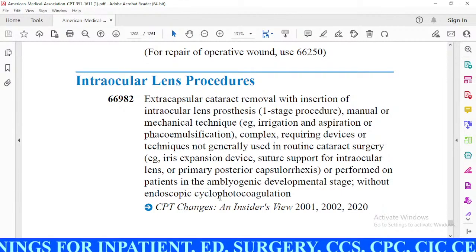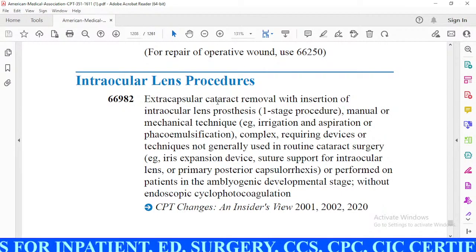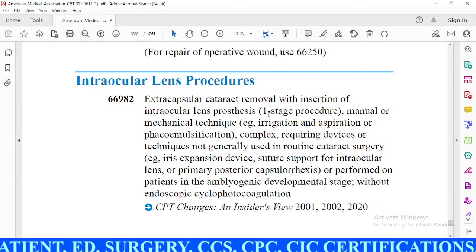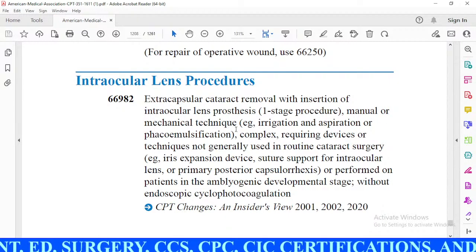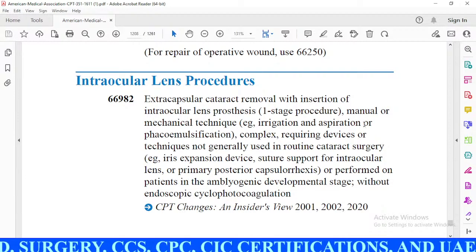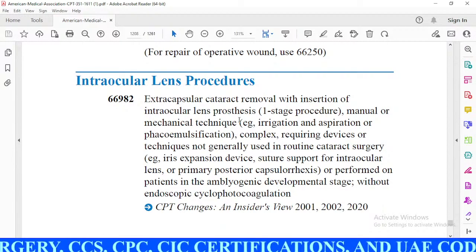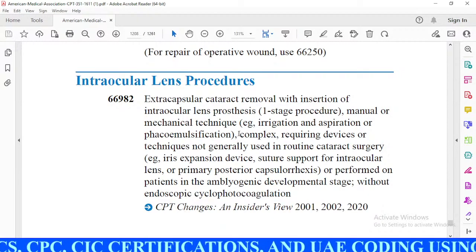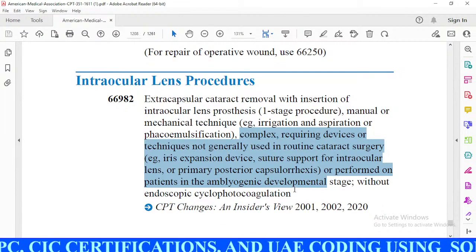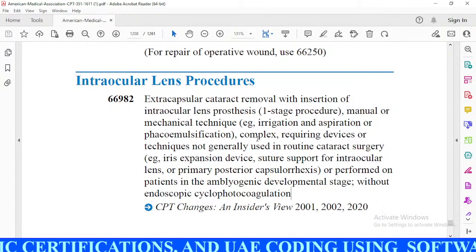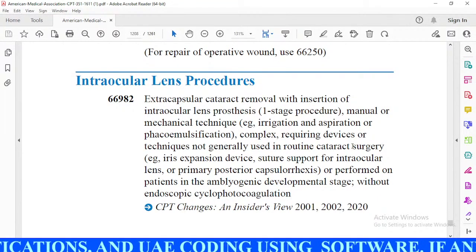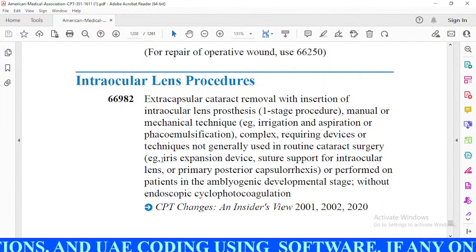So if you see here, extracapsular cataract removal with insertion of intraocular lens prosthesis, one stage procedure, manual or mechanical technique, irrigation and aspiration or phacoemulsification. This is common for 66982 and 66984. Complex, from here it differs from 66984. So complex, requiring devices or techniques not generally used in routine cataract surgery. These are the common examples.